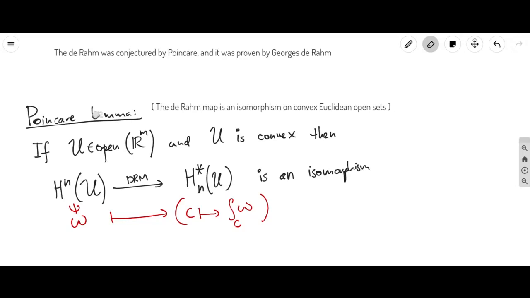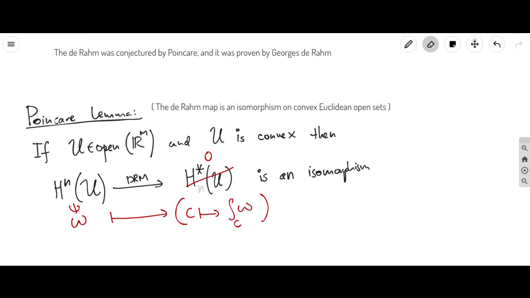So the Poincare lemma says that if you're working with convex Euclidean open sets, then this de Rham map, which you're investigating, will actually be an isomorphism. So the observation here comes down to this. Because U is convex, in particular, it is contractible. So that would mean that its n-dimensional homology would be 0 because it's contractible.